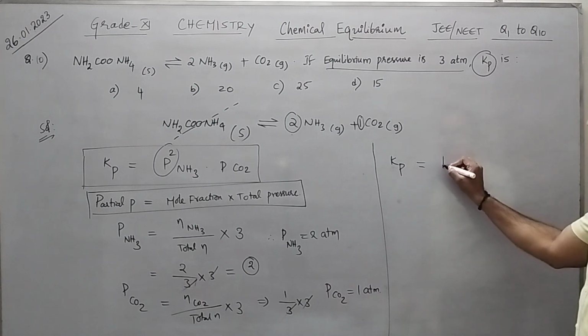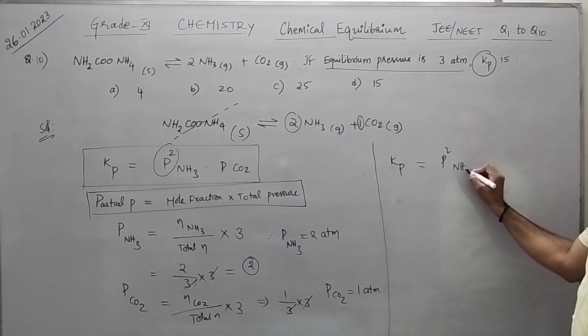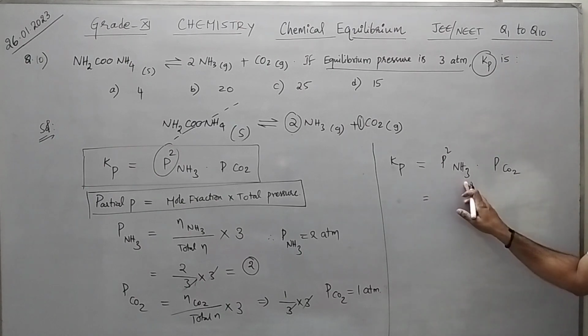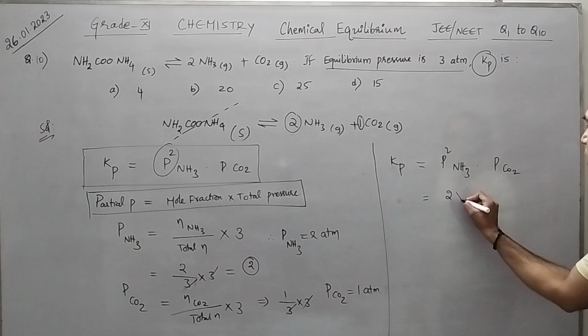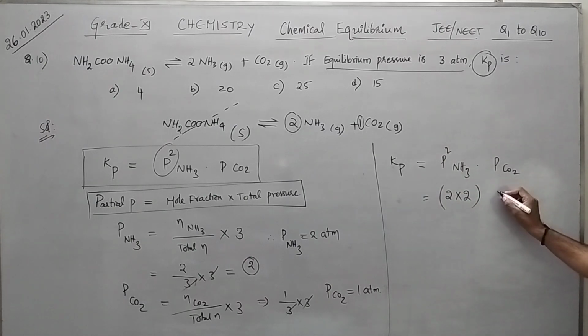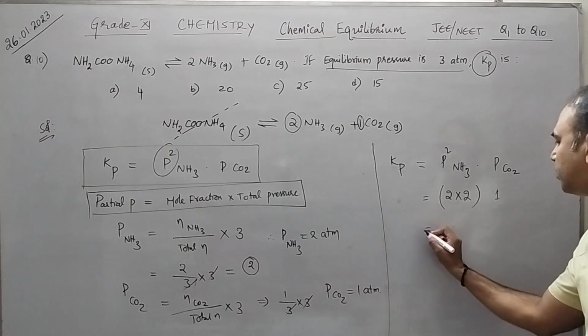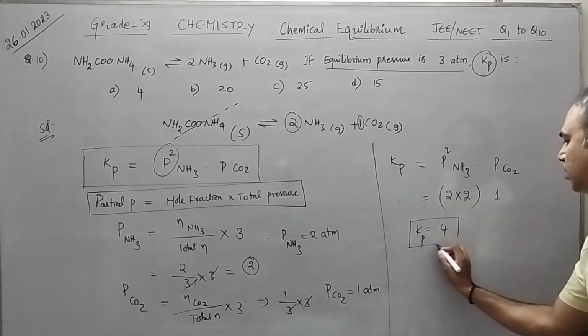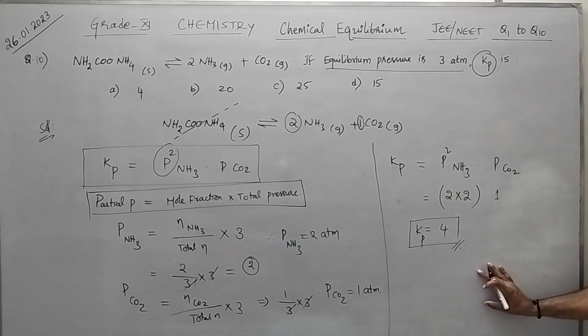Kp is equal to P squared NH3 into P of CO2. So what is the partial pressure? 2. Hence we have 2 squared, 2 into 2, and the partial pressure of CO2 is 1. So what will be your Kp? 2 into 2, nothing but 4. Hope you have understood the solution.